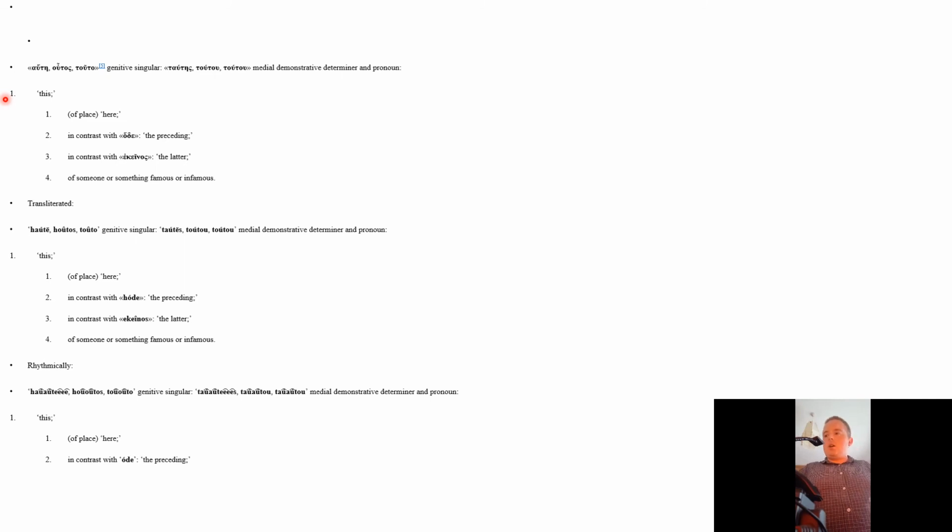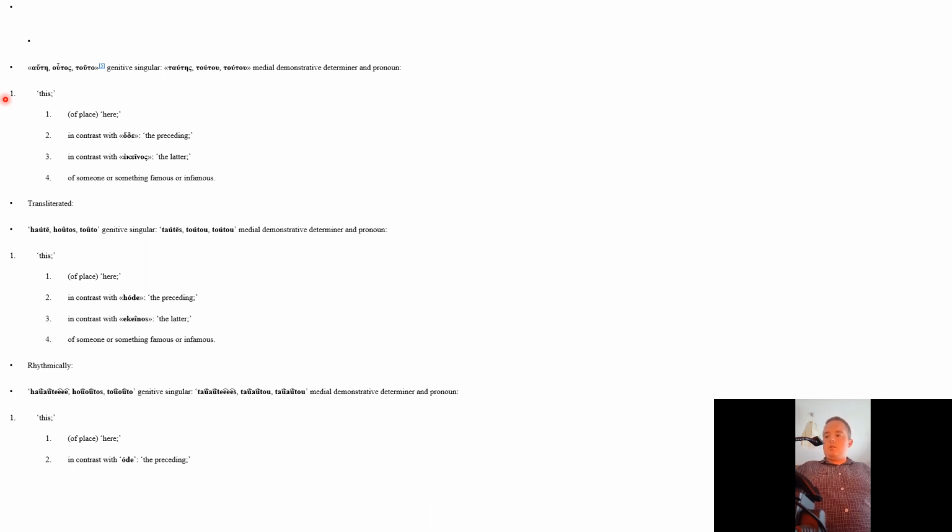Transliterated, haute, houtos, touto, genitive singular, tautes, toutou, toutou. Medial demonstrative determiner and pronoun. This, of place, here, in contrast with hode, the preceding, in contrast with ekeinos, the latter, of someone or something famous or infamous.